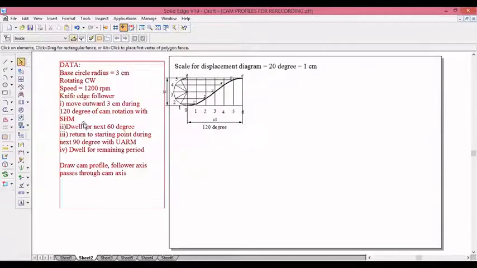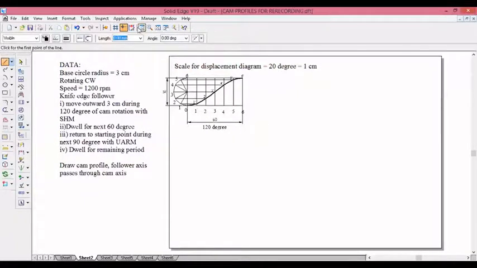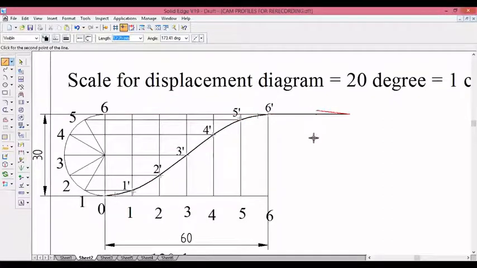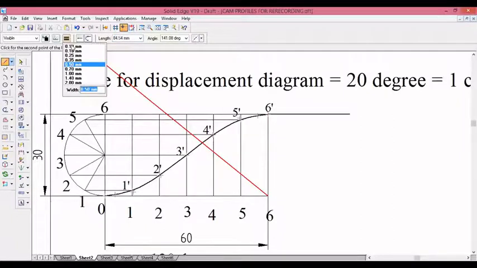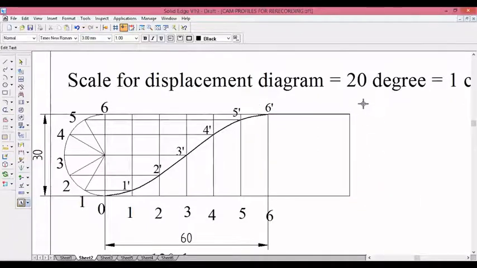What's the next data? Dwell for next 60 degree. So 60 degree means 60 divided by 20, we get a 3 centimeter line. So from this end, you draw a 3 centimeter horizontal line. And from here also, you draw a 3 centimeter line and complete the dwell. Since there is no rise and there is no fall, this will be the 6 dash, and here this will be the 6.